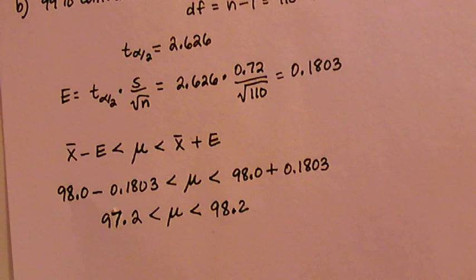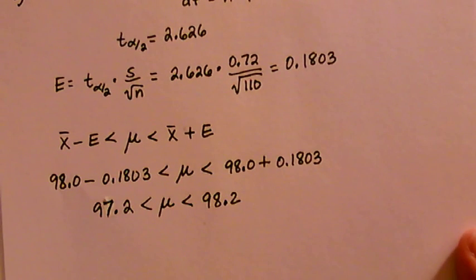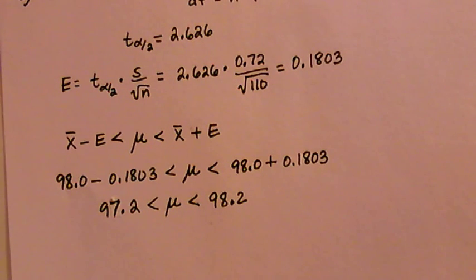Okay. Now, it all depends upon what the homework tells you to do. It tells you to round to so many decimal places, so whatever number of decimal places you need to round out to, that's what you'll do. Okay? So 97.2 and 98.2 represents the confidence interval limits. We can interpret that by saying that we are 99% confident that the mean body temperature of all healthy humans is between 97.2 and 98.2.